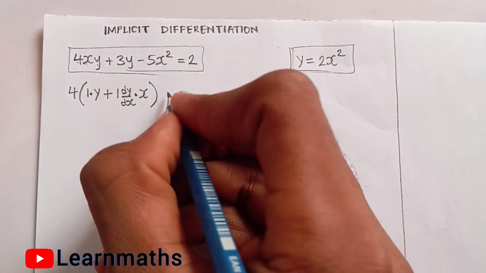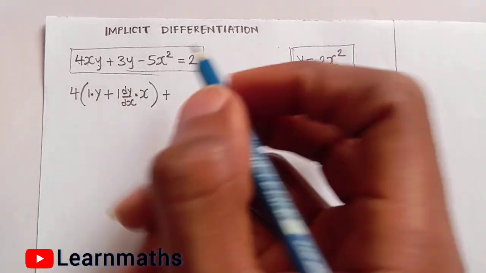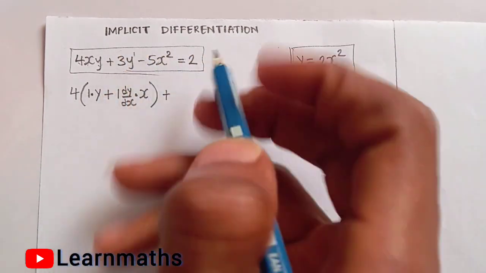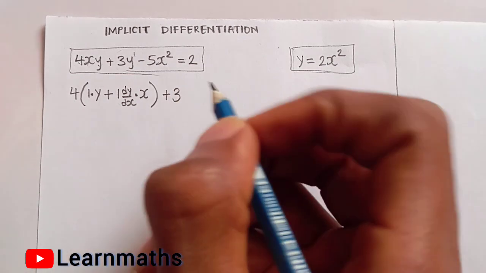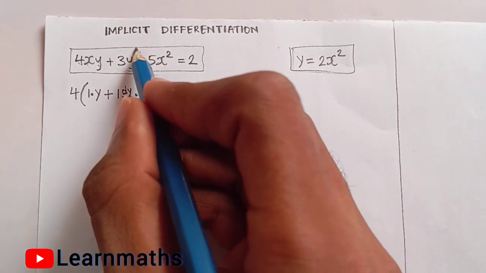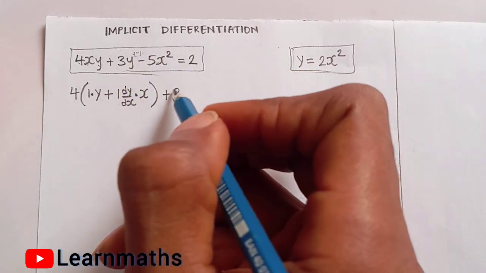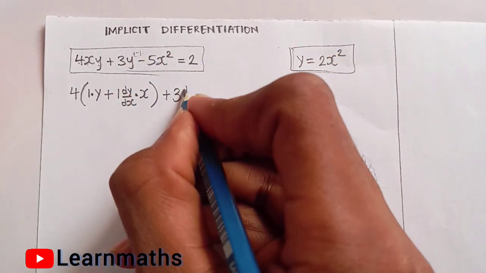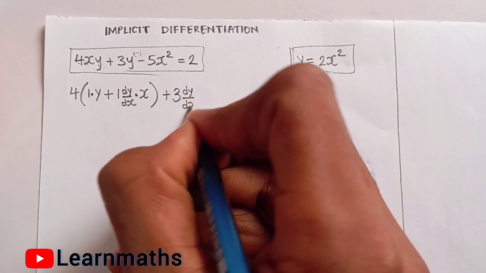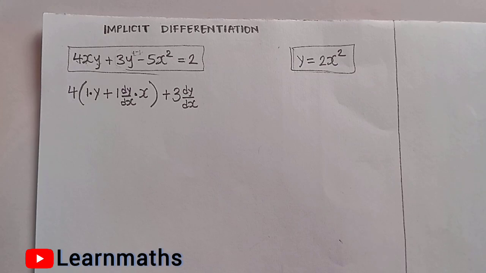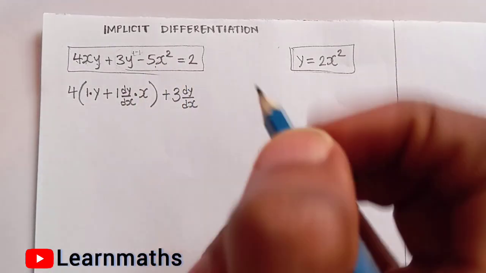Let's look at the second term. We have 3y there. Now the power of y happens to be 1, so if you differentiate this, you're going to get just 3. That's 1 times 3, that's 3, then 1 minus 1, that's 0. So we are just left with 3. But remember, we differentiated y, so we're going to attach dy dx to it. Now that's for the middle term, or the second term rather. Let's move to the third term.